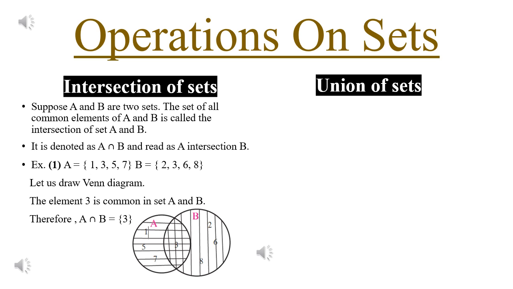And in Venn diagram form, this is how you draw a Venn diagram, and in whichever part is intersecting or overlapping, you're going to write down the element which is present in both the sets. So intersection of sets is clear. We move to the next one, that is union of sets.